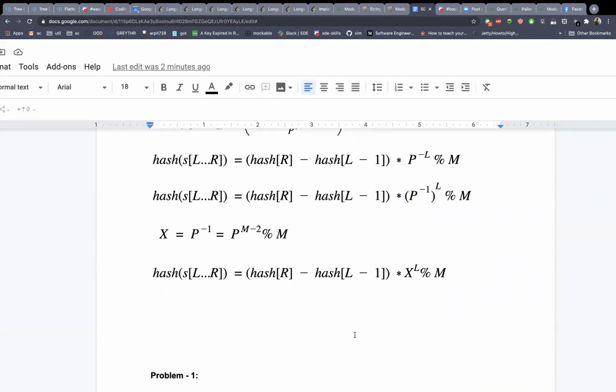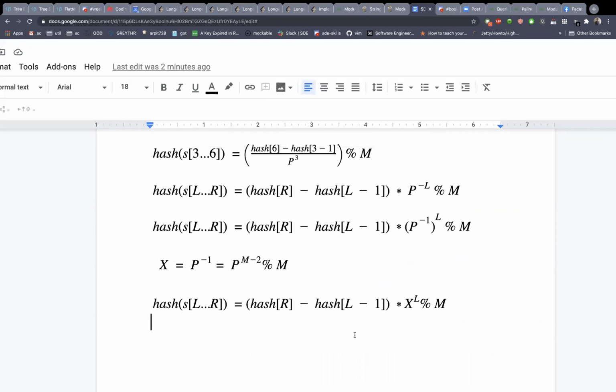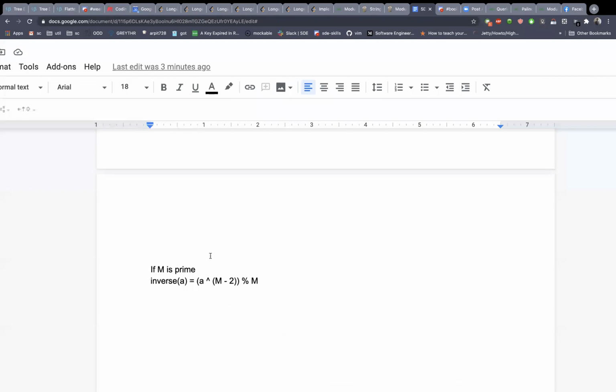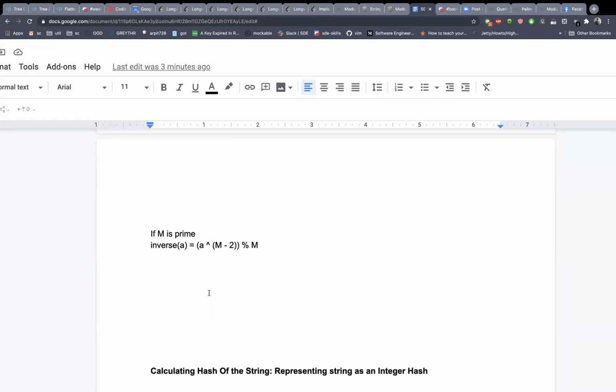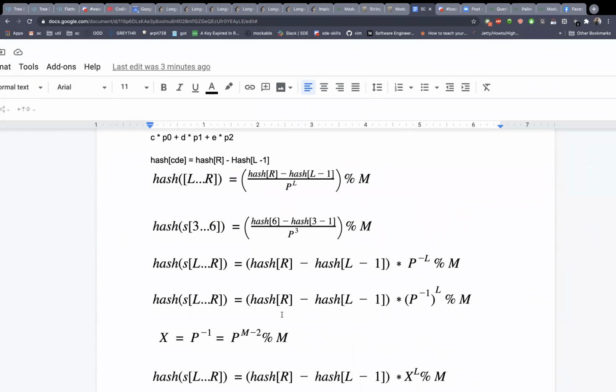So I hope that's clear. Wait. So x, you are simply replacing P minus 1 and x power L, but why are we saying this x is P power m minus 2 percentage m? Yeah, so basically we have a formula to calculate the inverse of any number. So wait, inverse, you mean earlier it is modulo inverse. Now the inverse you are doing is 1 by that number. It is not. So okay.